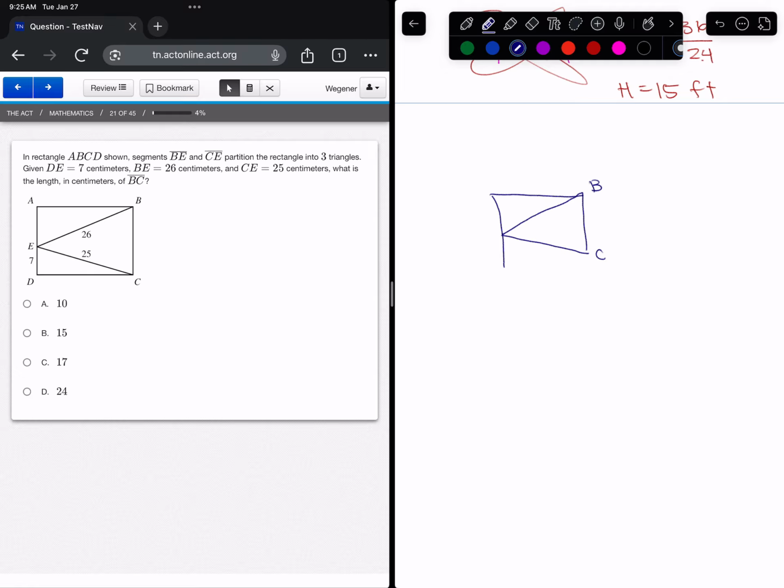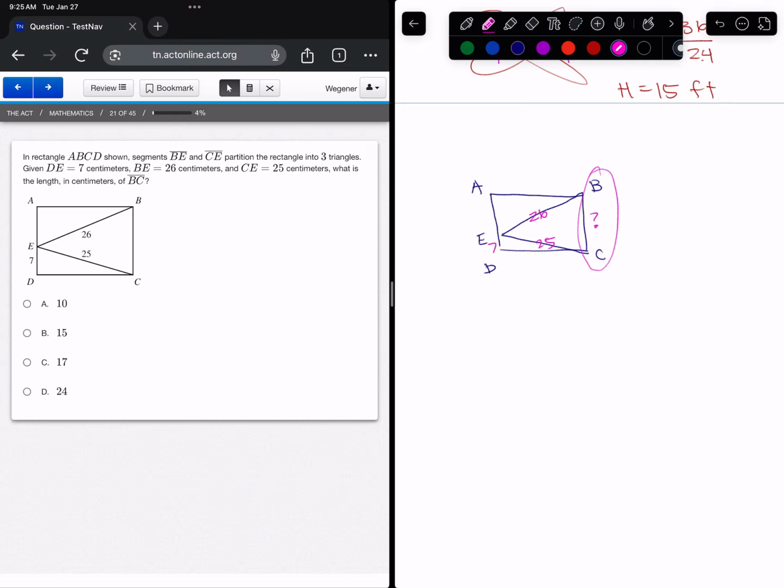Ooh, that's a bad drawing. Don't worry too much about your drawing. Remember, this ACT is timed, so the important thing is that you know where the given values are. So here's 26, here's 25, and here's 7. We want to know what BC is, this thing right here.